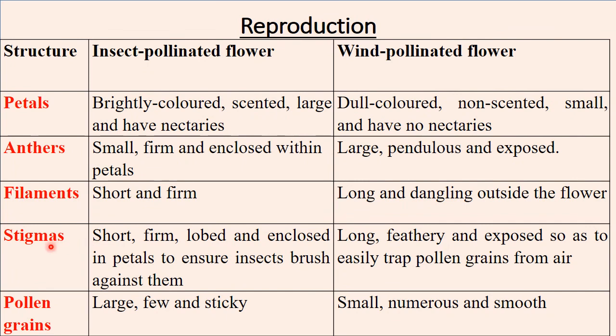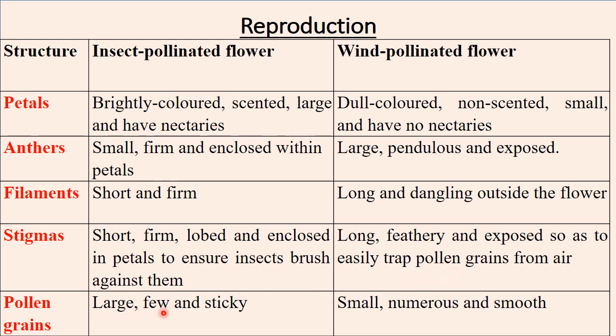Then the stigmas for the insect pollinated flowers are short, firm, lobed, and enclosed in petals to ensure insects brush against them. For the wind pollinated flowers, they are long, feathery, and exposed so as to easily trap pollen grains from air. Finally, the pollen grains themselves.